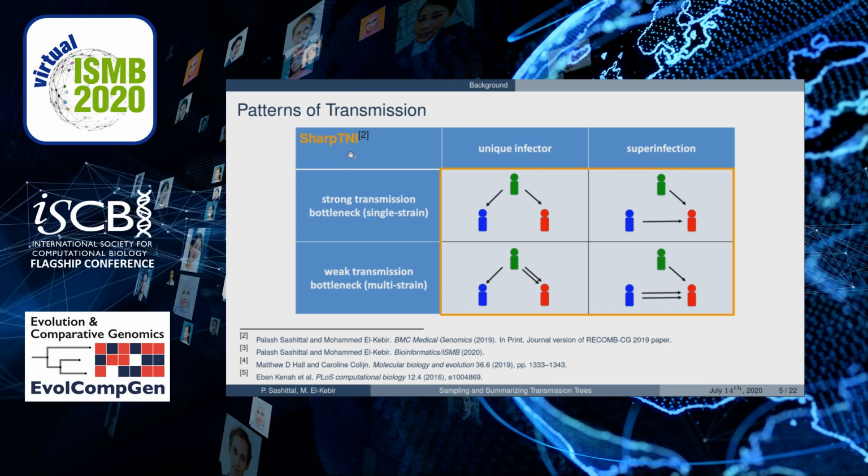In our previous work, we proposed a method that looked at all these different patterns of transmissions and found the most parsimonious explanation for the transmission history. However, for some diseases, the unique infector hypothesis is known to hold. And so for these diseases in this work, we focus our attention on only the unique infector cases where the transmission graph is necessarily a tree. Previous works that have looked at this problem have focused on the strong transmission bottleneck, and so our contribution is to account for multi-strain infections as well.